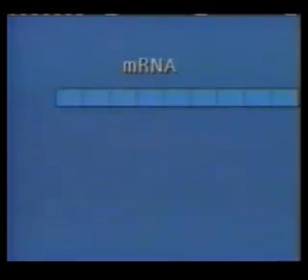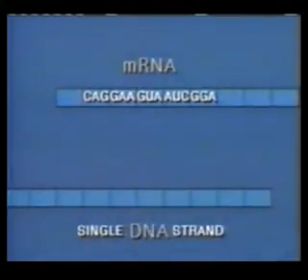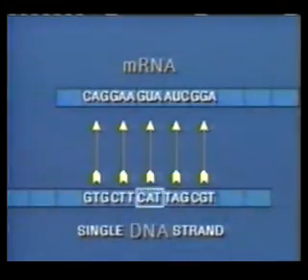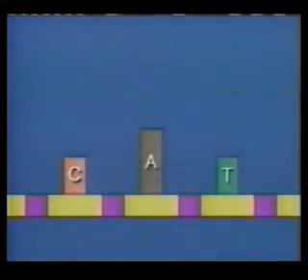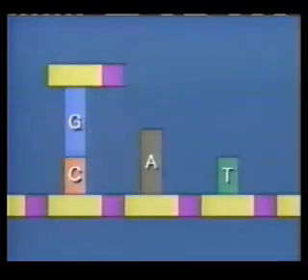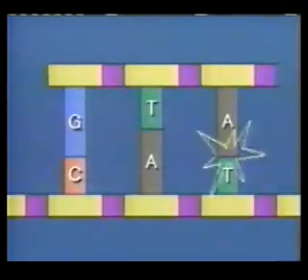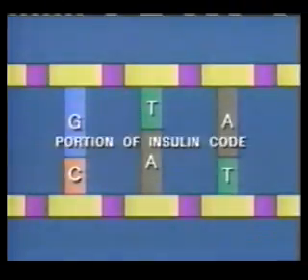This particular sequence of codons is created by complementary codons on DNA. Each of these letters, of course, represents a purine or pyrimidine-based nucleotide. And these, in turn, can have only one possible partner, allowing us to reconstruct the exact composition of the DNA molecule, which carries a portion of the insulin code.